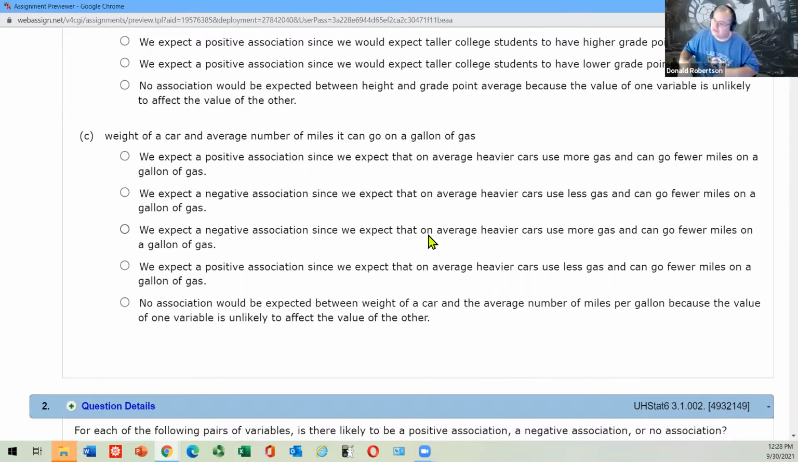The weight of your car and how many miles per gallon you get, right? So you've got lots and lots of cars and you measured their weight and then you looked at their miles per gallon. So imagine heavier car. What's going to happen as the car gets heavier to the miles per gallon that that particular car gets?